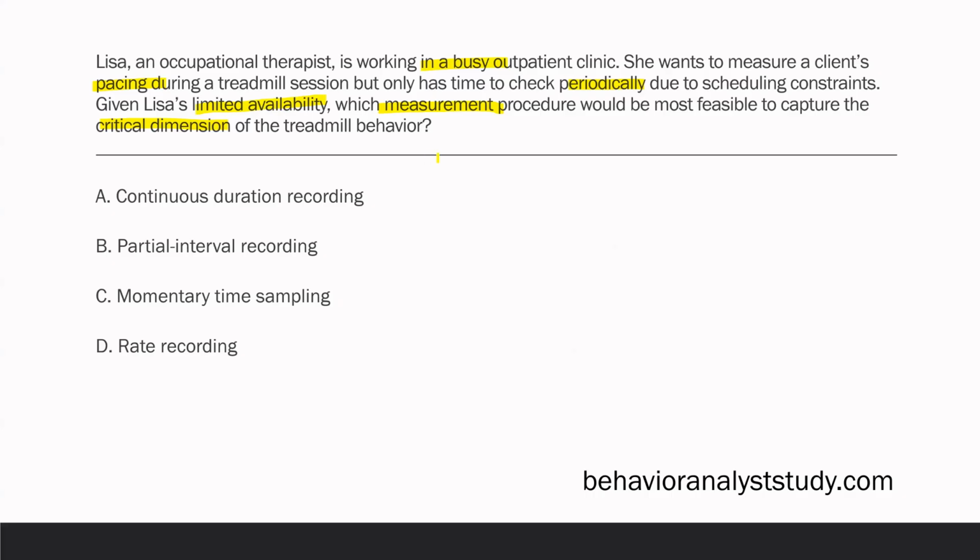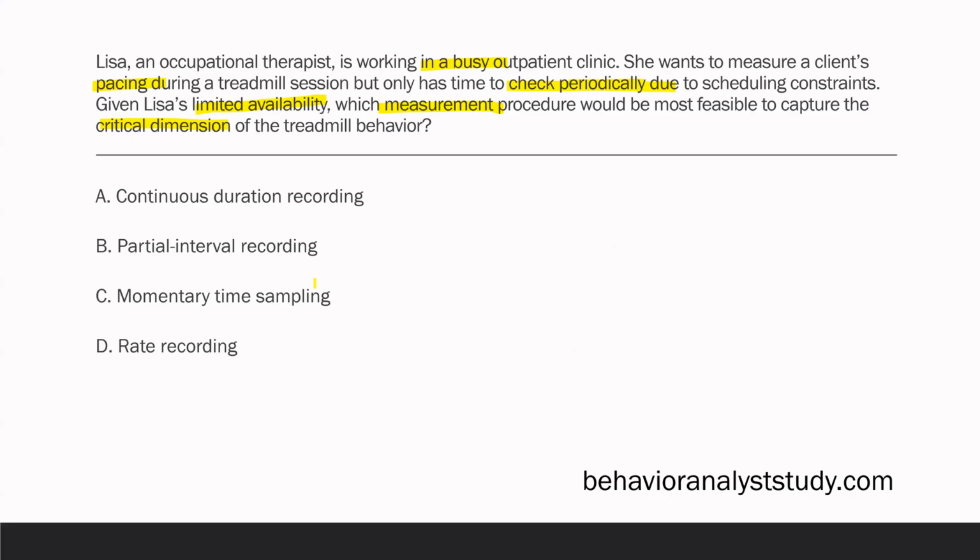So A, continuous duration recording. That might be good, but she's not just going to be able to do that consistently. We know she's too busy. So what about B, partial interval recording? Even with partial interval recording, and we know the behavior only has to happen a split second for it to count, you still have to be there watching the entire time. So checking periodically is not going to be effective with partial interval recording.